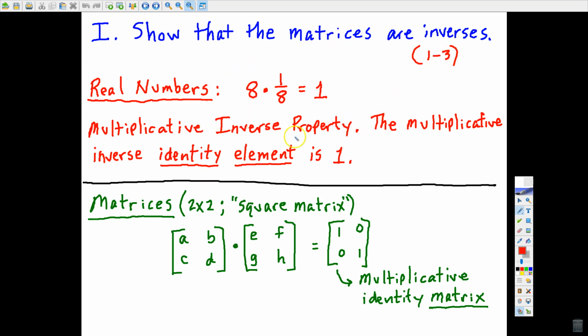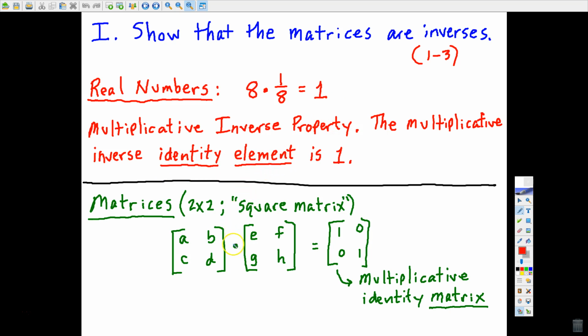Well, I just want to relate it. There's really nothing for you to write on this first slide. The red section of this slide represents an illustration of what we call the multiplicative inverse property. If I multiply a number times its inverse, or its reciprocal, I always get 1. And the number 1 in this case is called the multiplicative inverse identity element.